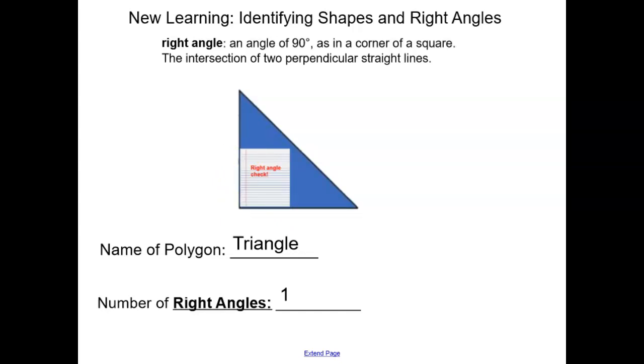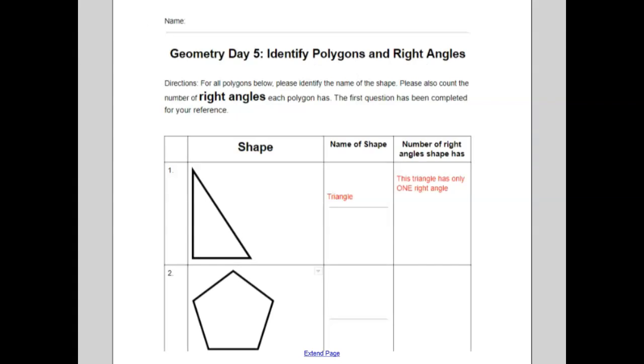of a square. Boys and girls, I'm going to introduce your assignment to you, and we're going to do one of the problems together. Then I'm going to let you finish carefully on your own. So for our assignment today, you're going to identify the name of polygons. You're going to write the name, and then you're going to count the number of right angles each polygon has. You could use a checker if you need to.